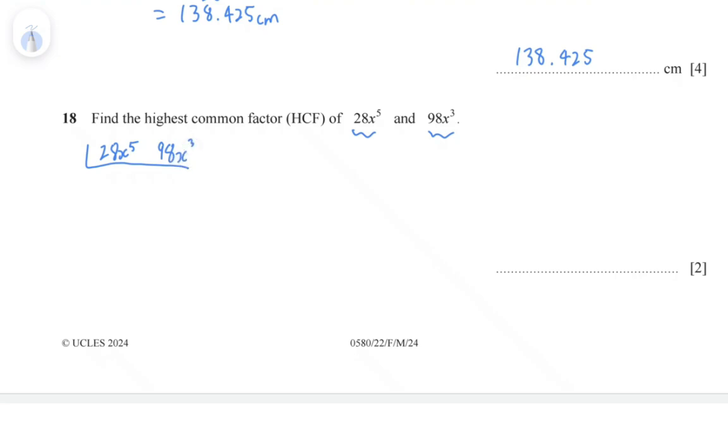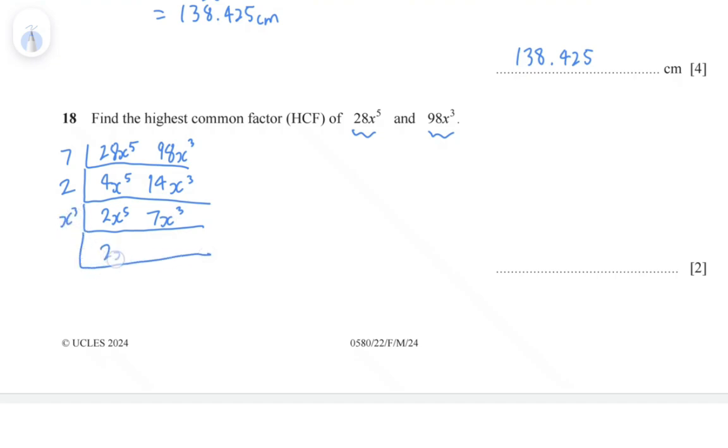So the first one, between 28 and 98, is 7. And that 28 divided by 7 is 4, and 98 divided by 7 is 14. Then we also know there's a common factor of 2, giving us 2x to the power 5 and 7x to the power 3. And then we can take out x to the power 3 as a common factor, giving us 2x squared, so x to the power 2, and 7.